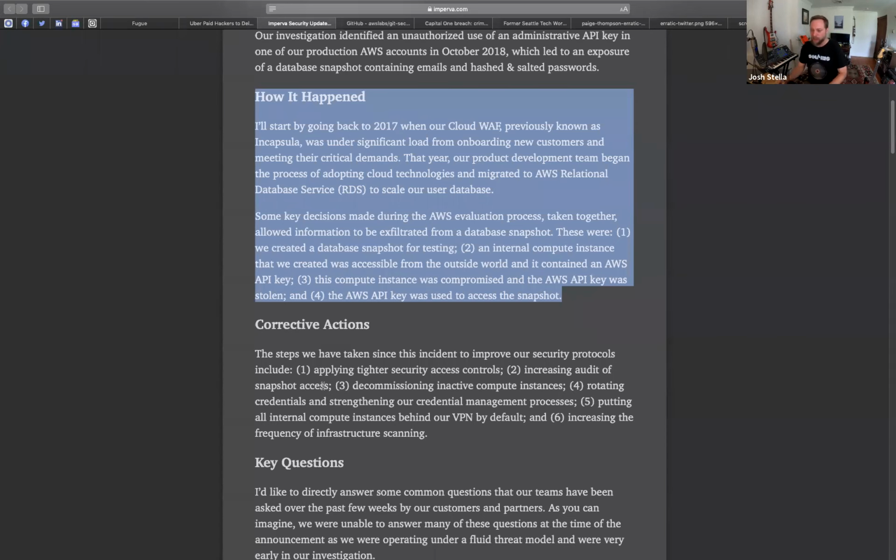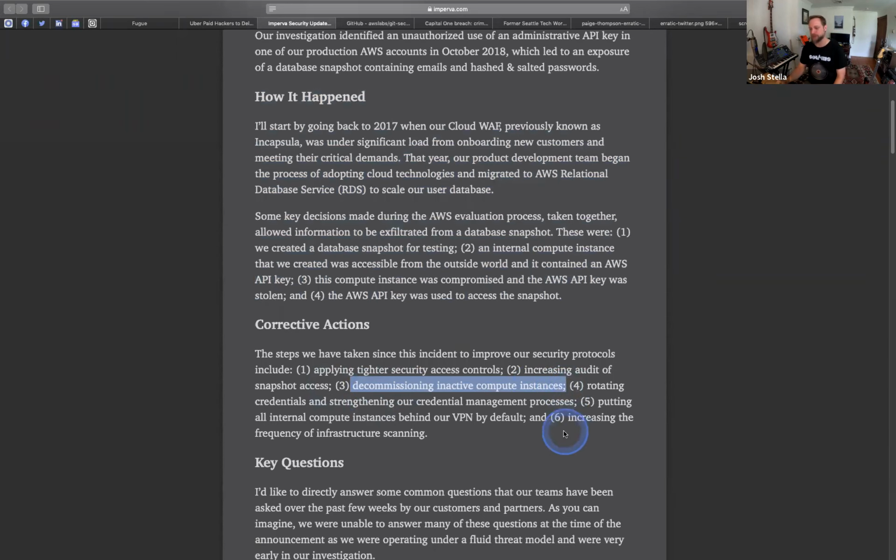Okay, decommissioning inactive compute instances was the third corrective action. Please do this. So many of these attacks are done by exploiting forgotten, kind of zombie resources in the cloud. It's one of the things at Fugue we focus on a lot, helping you find those and get rid of them, because if you're not patching your OSs, if you have CVEs out there in your compute infrastructure, and a lot of our customers have thousands or even tens of thousands of compute instances, it can be easy to lose track.